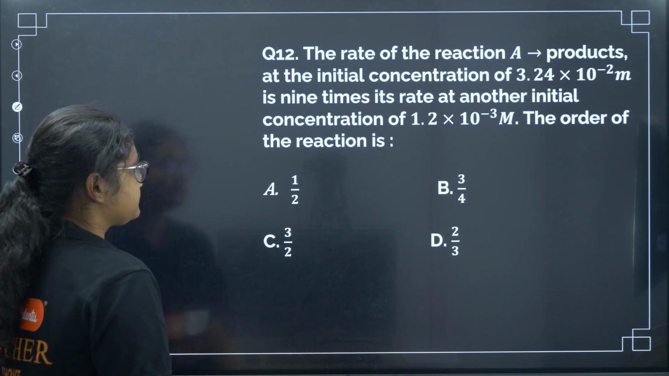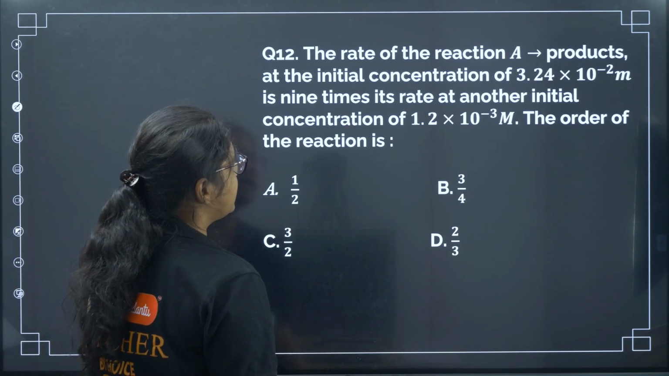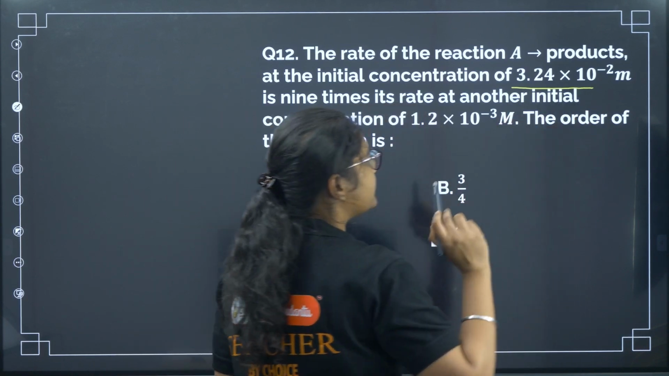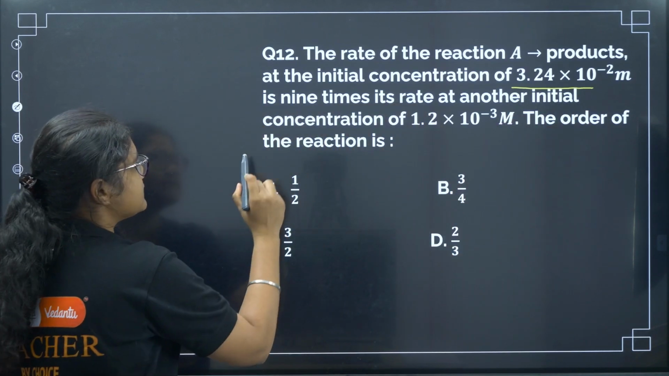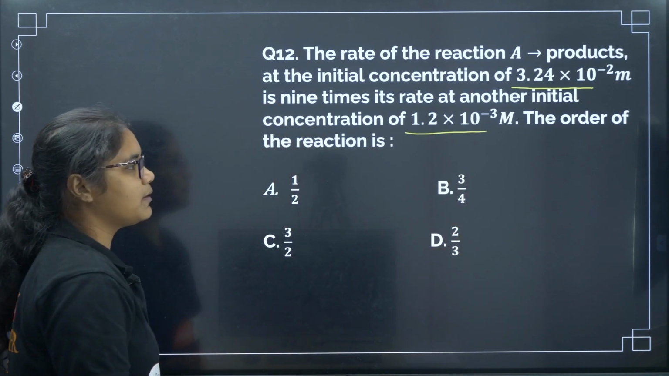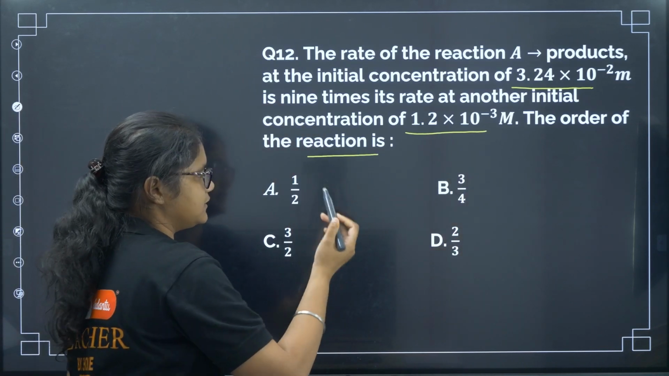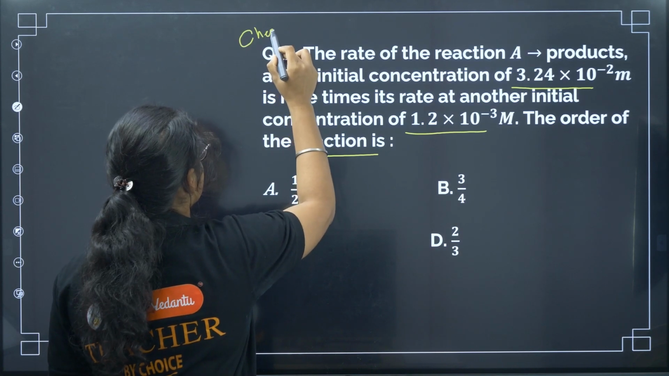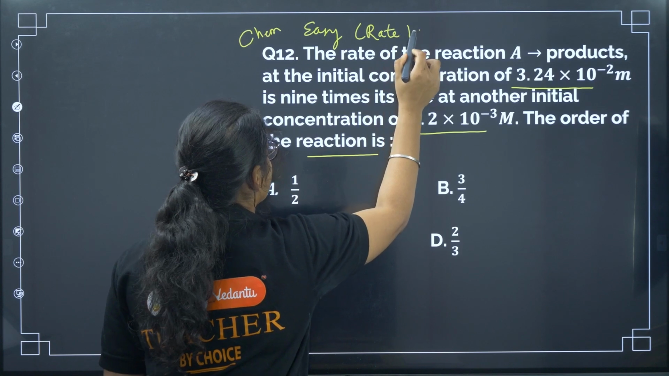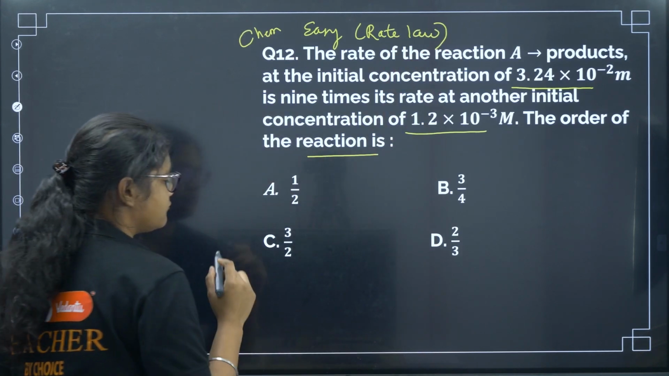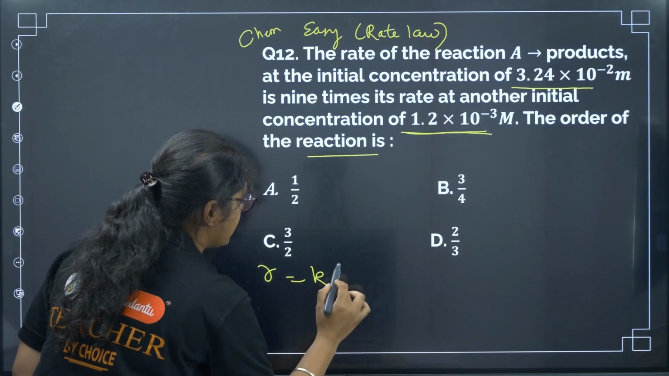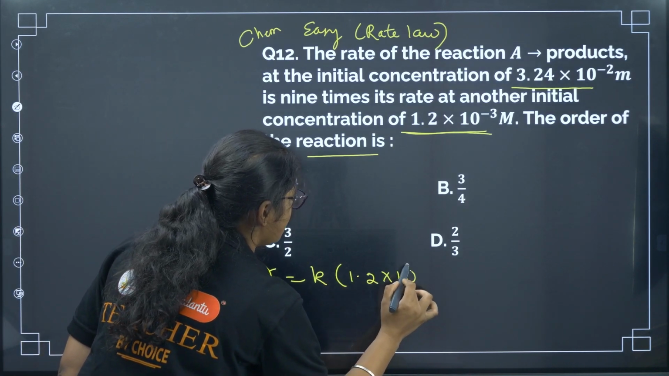Next question. Okay, the rate of the reaction of A to products at the initial concentration of 3.24 into 10 to the power of minus 2 is 9 times its rate at another initial concentration of 1.2 into 10 to the power of minus 3 M. The order of the reaction is. So the question is from chemical kinetics. Again, this is a very easy question from the topic rate law, right? So if you write the equation for rate law, first when the initial concentration was 1.2 into 10 to the power of minus 3, I'll write like this, right?